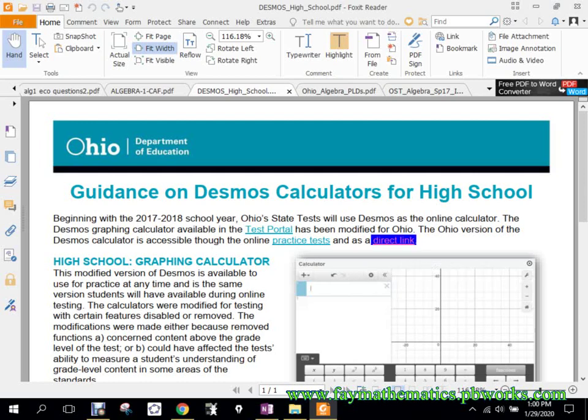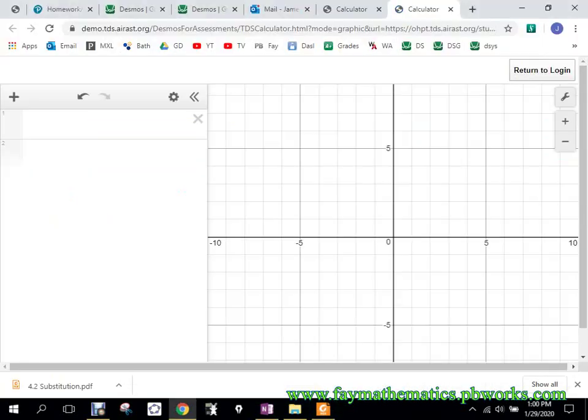There we go. So it gives me this. This is going to be the calculator that's built into the test. There will be a button or a link that you can click to open it up. There are a couple things that it doesn't do that Desmos' link on their website gives you, but this is pretty much what you're going to see.